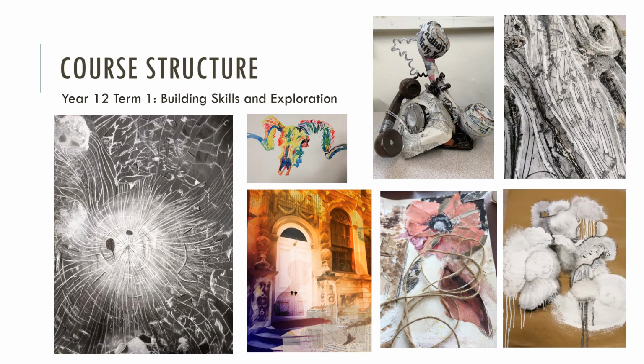So, our course structure, roughly speaking, comprises a first term of building skills and exploring materials. We try to make sure that students have a good foundation of skills and that we're building skills onwards from GCSE. Some of the tasks that we look at will be large scale drawing, a huge array of printmaking processes, mixed media processes, digital imagery and digital manipulation, experimental drawing, and lots more.